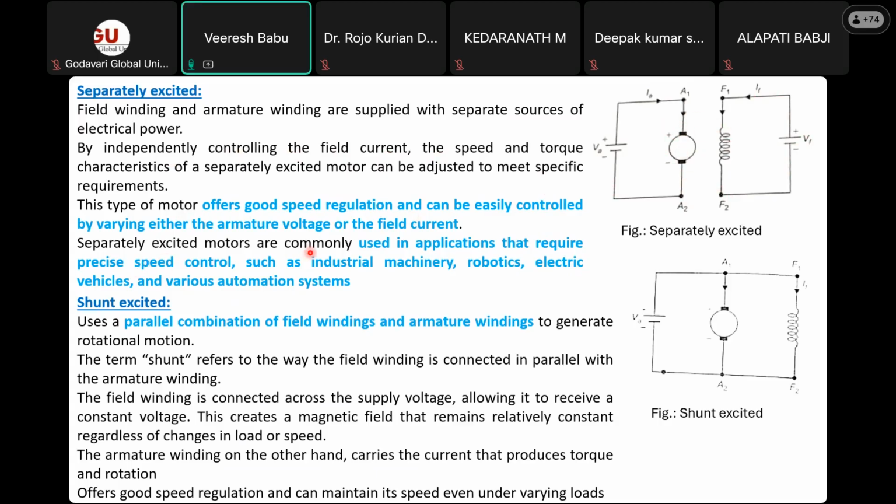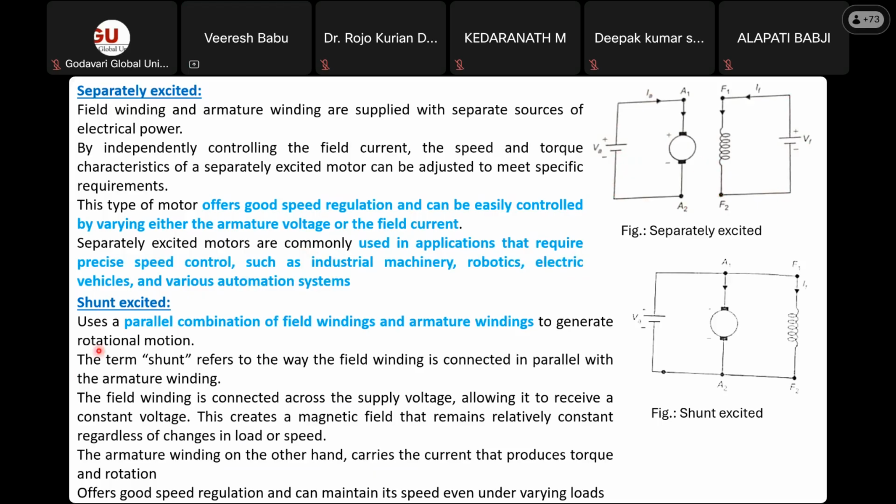Either by varying the armature voltage or the field current, you can change the speed. And separately excited motors are commonly used in applications that require precise speed control, such as industrial machinery, robotics, electric vehicles, and various automation systems. Okay, this is the representation of the separately excited DC brushed motor.